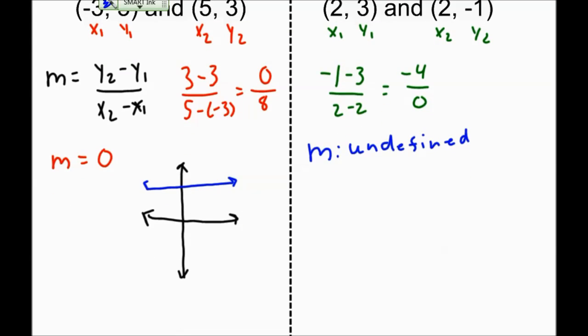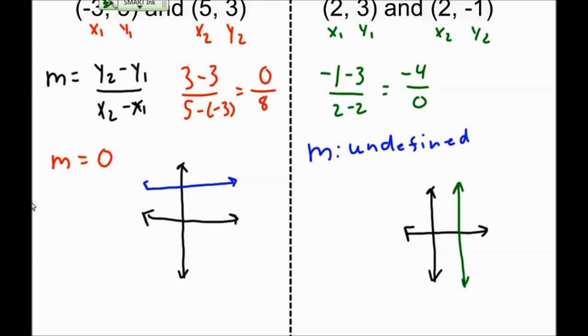And well, that type of line, let me draw my axis again. So here's my coordinate plane. So this is saying that it's a line that doesn't move side to side. Well, a line that doesn't move side to side is just a vertical one.